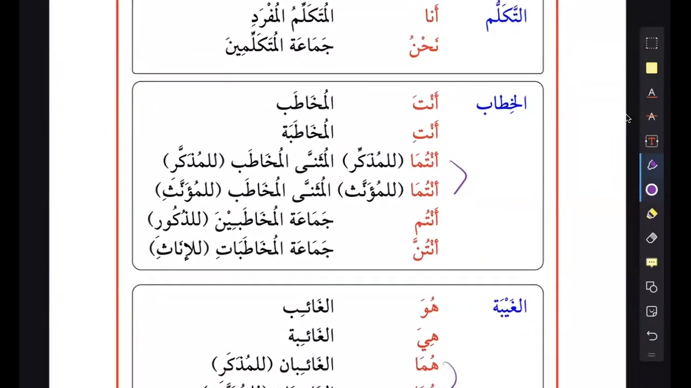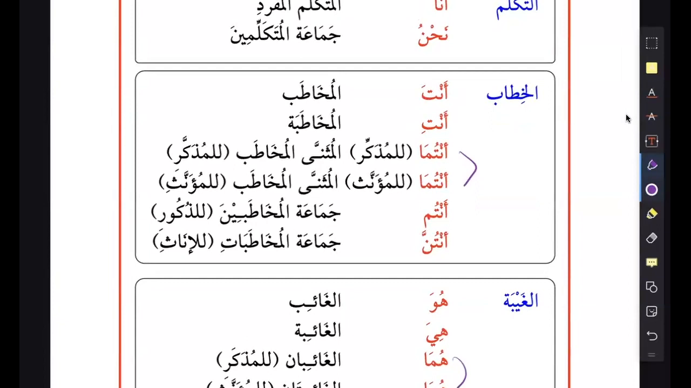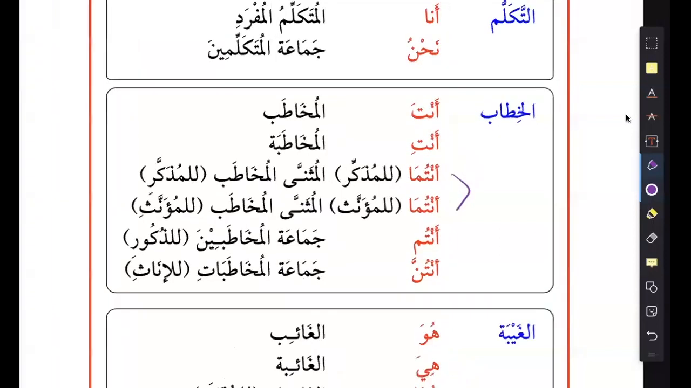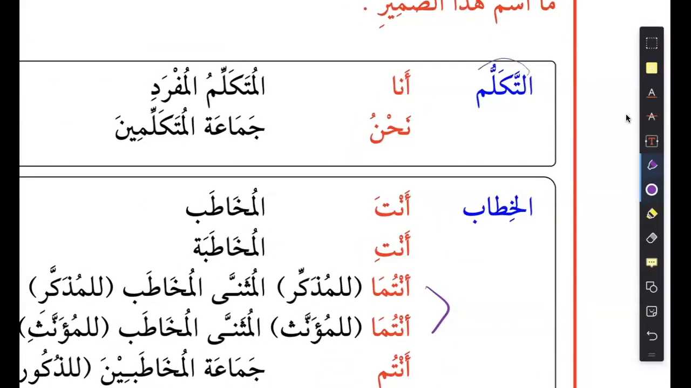So it divides into three main categories, just like in English. You have the first person. In first person, it talks about the one who is speaking. And in Arabic, we say at-takallum. At-takallum is the one who's speaking.